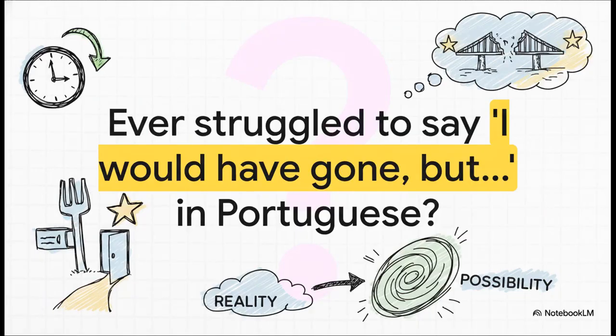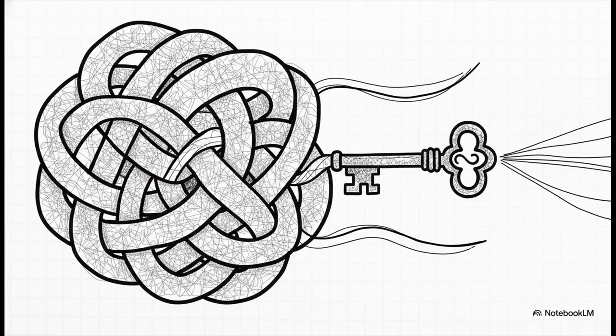Have you ever been in that spot? You're trying to say something like, oh, I would have gone, but in Portuguese, and you just get stuck? It's that super frustrating moment where you know what you want to say, but the grammar just isn't cooperating. Well, guess what? There's a tense for that exact situation, and you're about to totally master it.